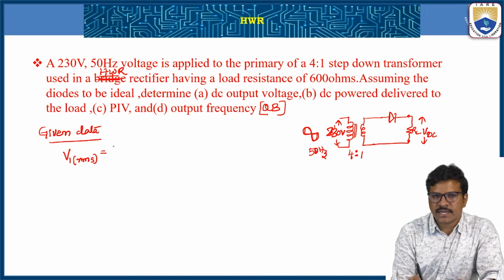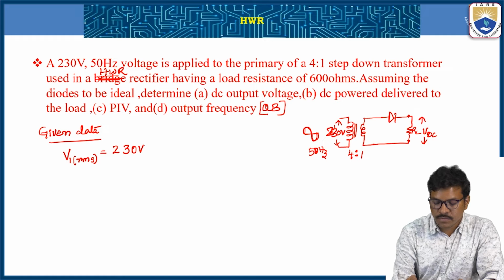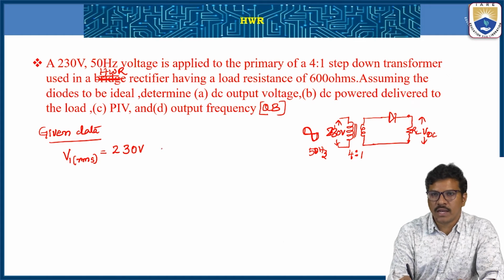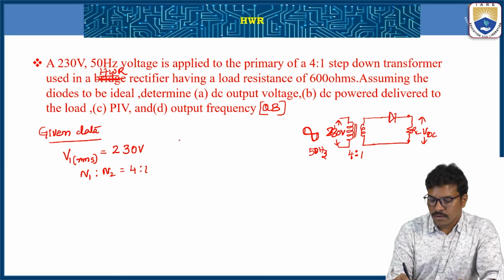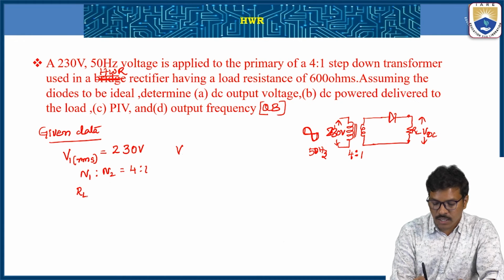Always an AC signal is measured in RMS. So V1 is equal to 230 volts. We don't know the secondary coil voltage, but they have given the turns ratio. N1 is to N2 is equal to 4 is to 1. And what is the secondary coil voltage? Okay, write down the given data first. And the load resistor RL is equal to 600 ohms.